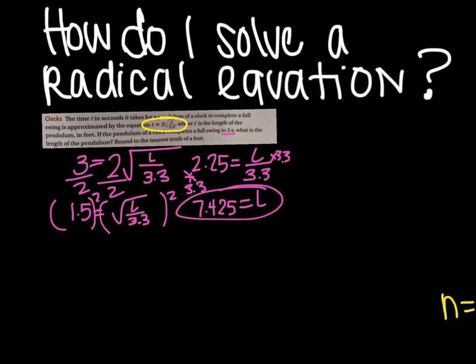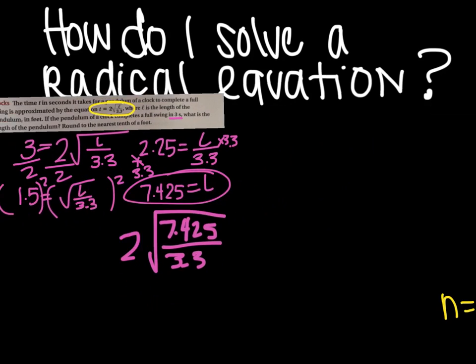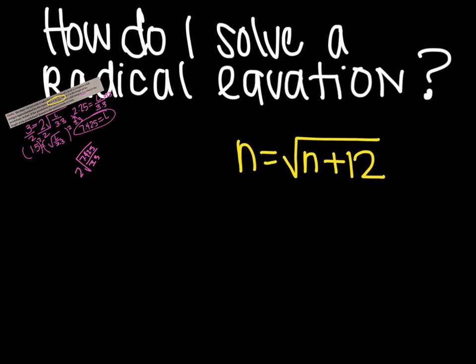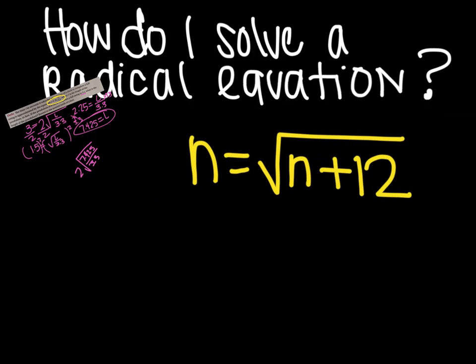And then, of course, you want to check your answer to make sure that it does work. And in this case, when you plug it in, 7.425 over 3.3. When you solve that, you do get an answer of 3, which is what you need. So that one's correct. Here's another type of radical equation that you might encounter. This one's just a little bit different, so I'm going to speed through this here.